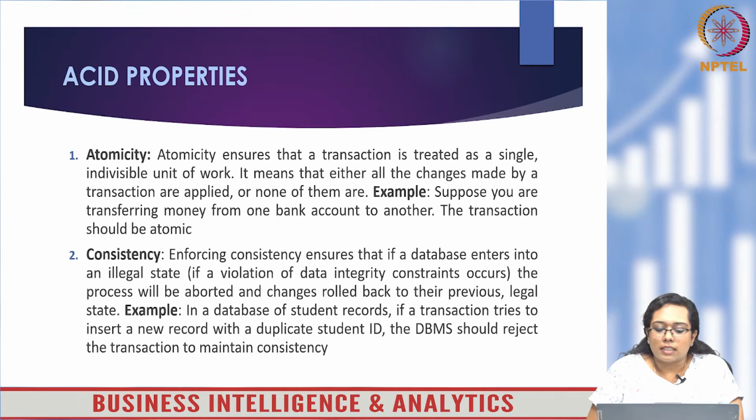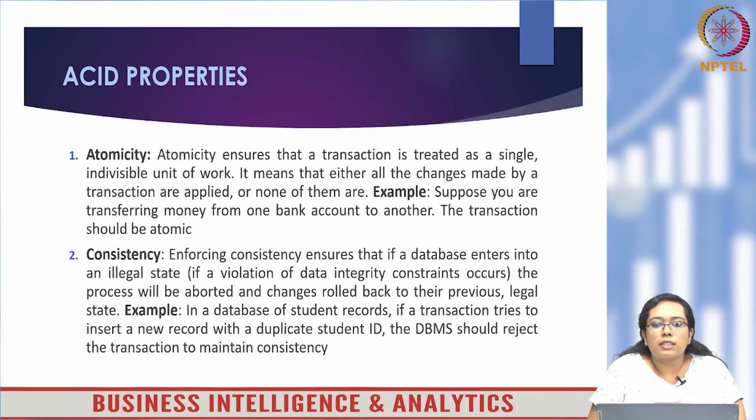The first one is atomicity. Atomicity ensures that a transaction is treated as a single indivisible unit of work. It means that either all the changes made by the transaction are applied or none of them are. For example, you are using your GPay app and suppose there is an internet failure and the transaction gets aborted. Either the transaction should be successful or it should fail. It is either a 0 or 1 and no state in between. That is what is known as atomicity.